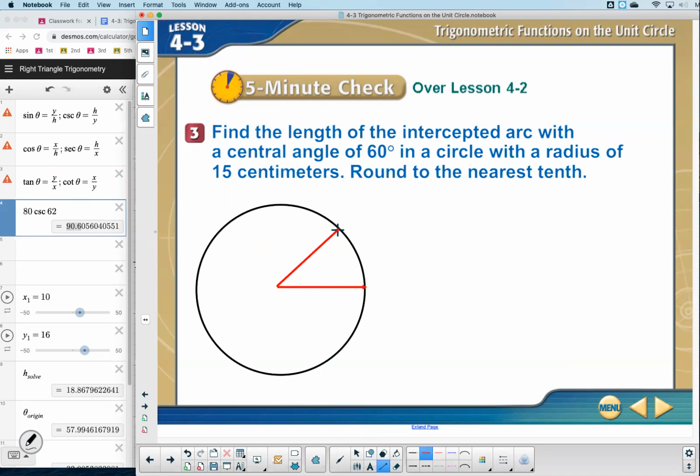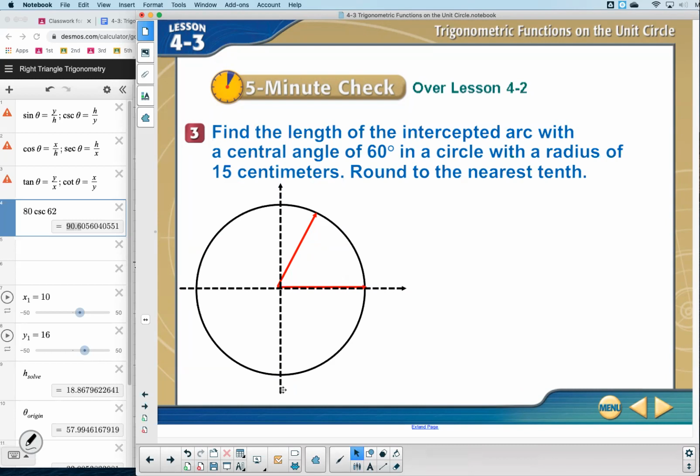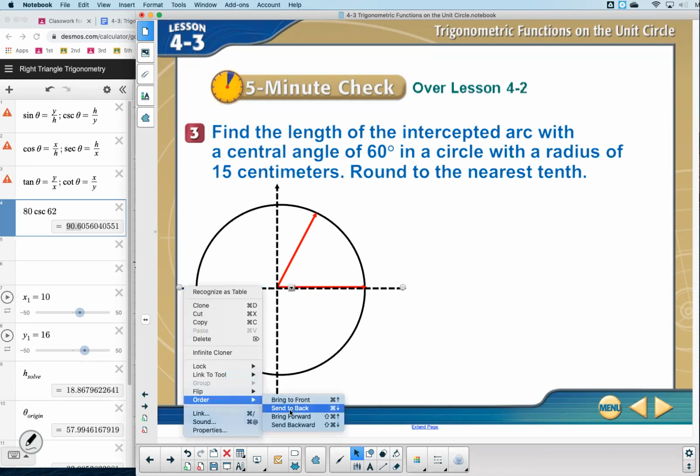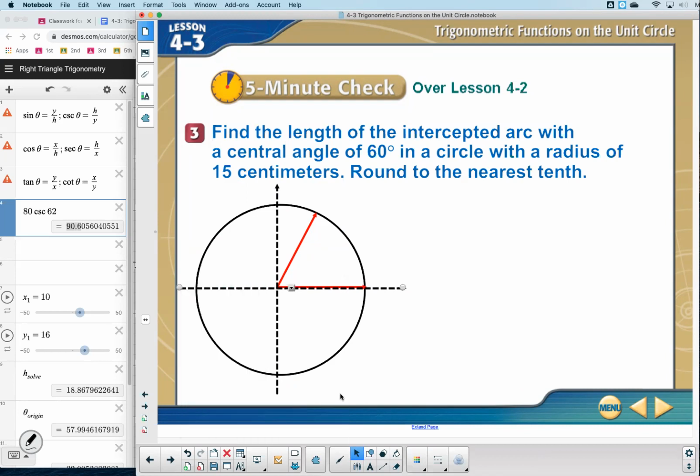So I'm just going to say 60 degrees is somewhere, that's 45. 45 is halfway between the x-axis and y-axis. 60 is somewhere in here. And it would help if I also drew these so you can see what I'm talking about. If that's the x-axis and that's the y-axis, and I'm going to do one little thing here so we can see our angle. Let me change this to where it's in the back. Send to back. There we go.